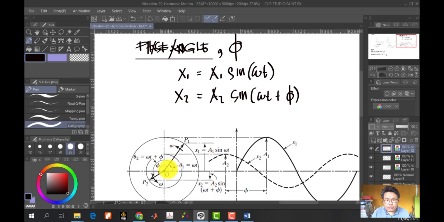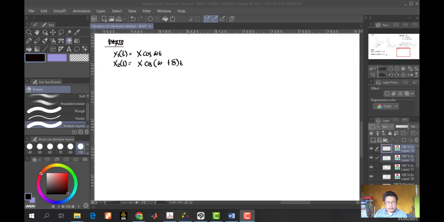Or a synchronous motion with an equal angular frequency or angular velocity. So, beat: when two harmonic motions with close frequencies are added, the resulting motion exhibits a phenomenon known as beat. Consider two vibratory motions x1 and x2 as a function of time. We have the same amplitude for both motions.